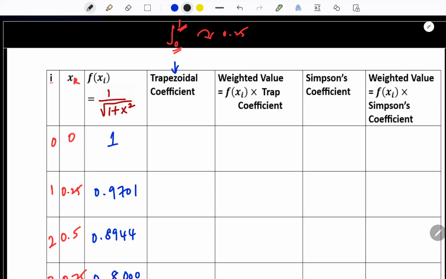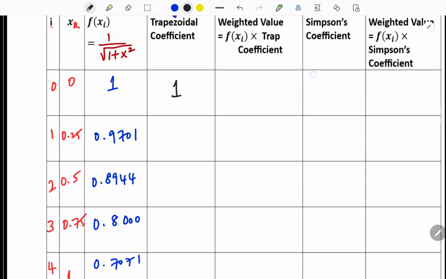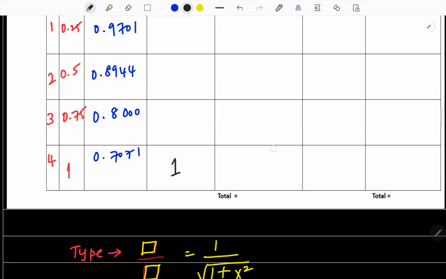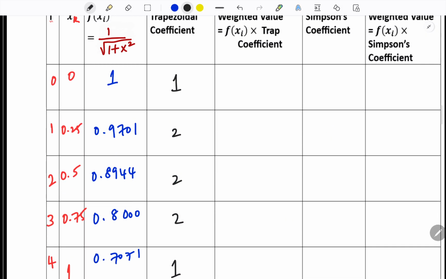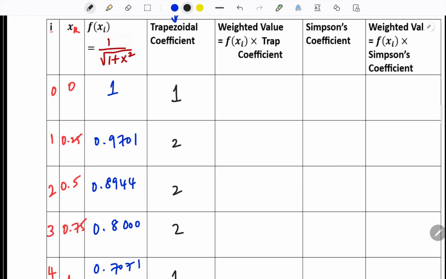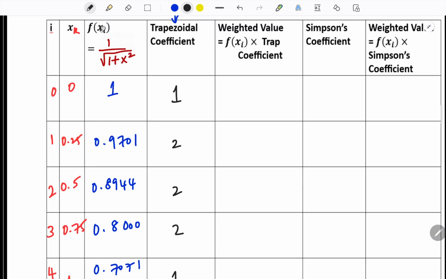What are your trapezoidal coefficients? I told you the first and the last value is 1 and in between you are going to put 2, 2, 2. Okay, right. Now weighted value. What are we going to do? We are going to multiply f of xk. This is xk and this is xk.